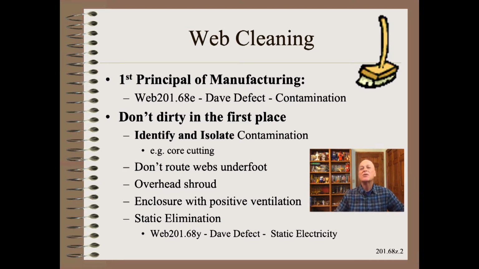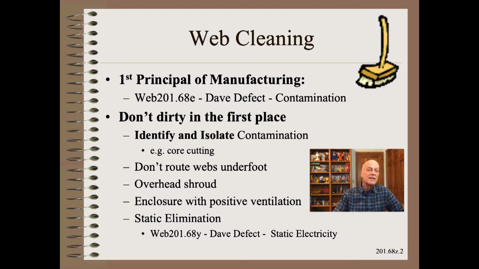An example is core dust from core cutting, which will get over everything. If so, core cutting may need to be in a separate location or even in a separate building. You may need to vacuum the cores after cutting, or even in extreme cases, wax the cores to seal in the dust. How much you need to do depends on how clean your customers expect your web to be.